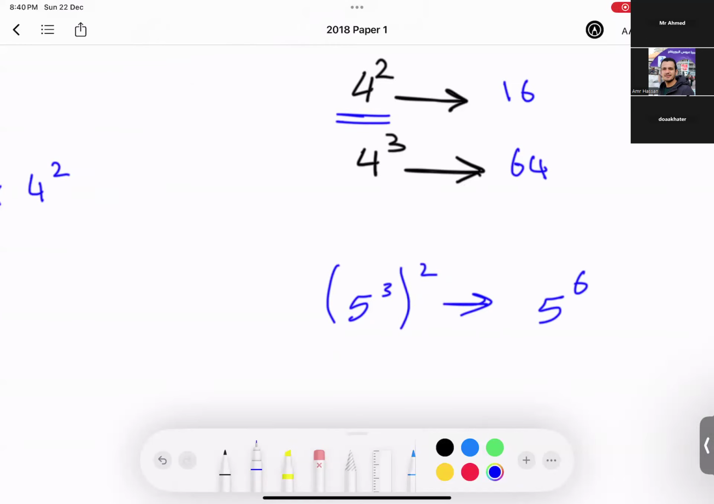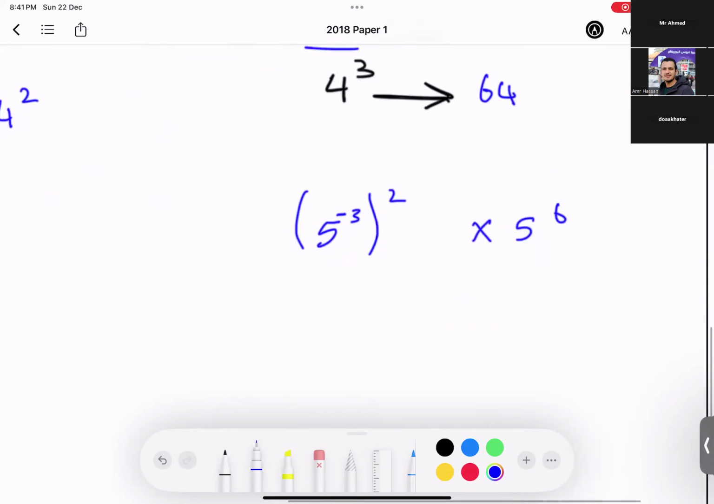But what if you have got something else? Let me make it a little bit harder. This one's going to be -3. So what should I do? I don't want you to get scared. You have to apply the same thing: -3 times 2. So what does it look like? 5 to the power of negative 6, multiplied by 5 to the power of 6, right? Whenever we get a negative power, we need to push it to the lower part.